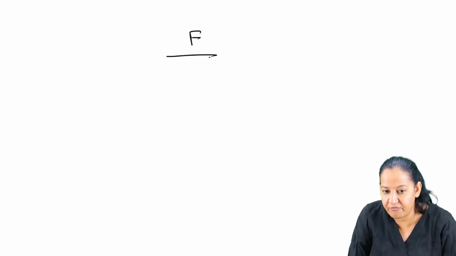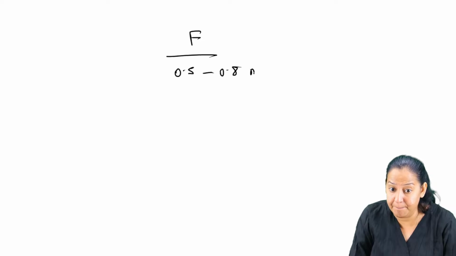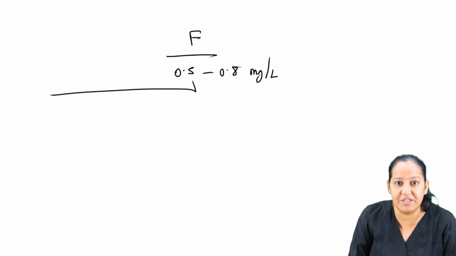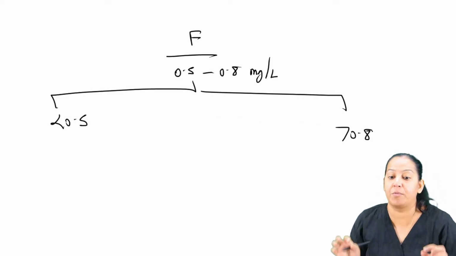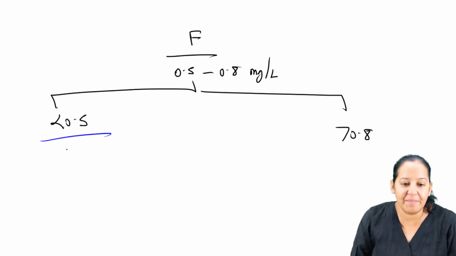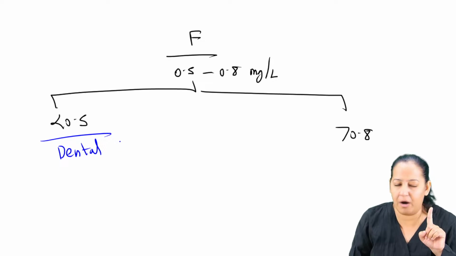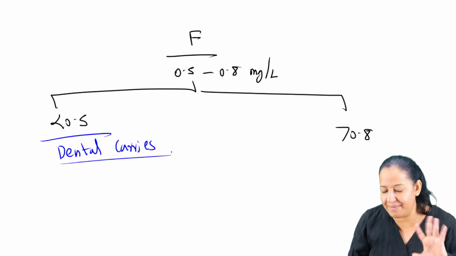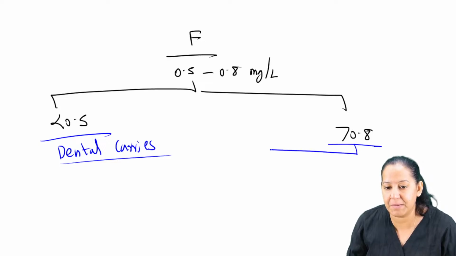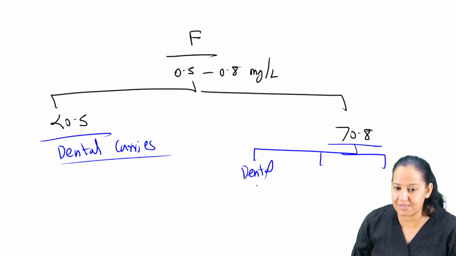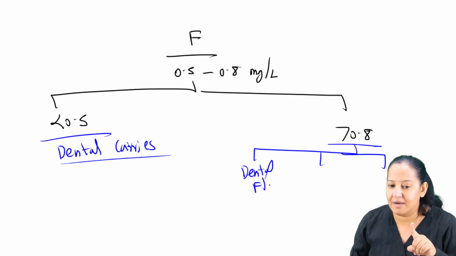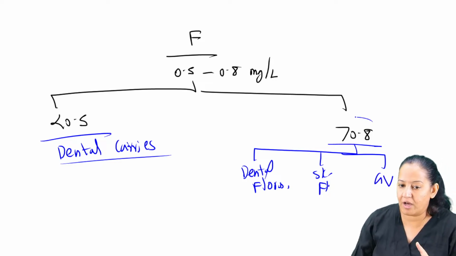So what I told you about fluorine. What is the recommended level of fluorine? It's 0.5 to 0.8 milligram per liter or ppm. It's a double-edged sword. If it is less than 0.5, it's a problem; if it is more than 0.8, it's a problem. If it is less than 0.5, the name of the disease is dental caries. And I have shown you the image. But if it is more than 0.8, there are 3 possibilities: it can lead to dental fluorosis, skeletal fluorosis, and genu valgum.